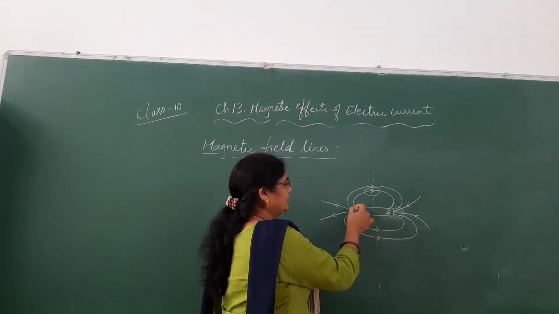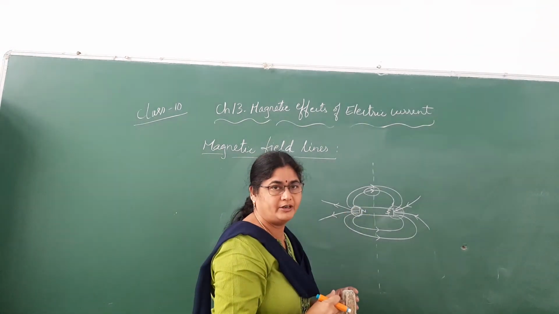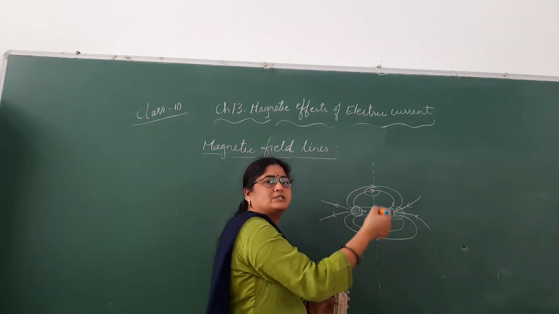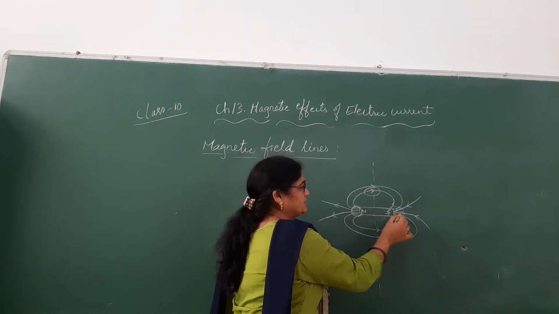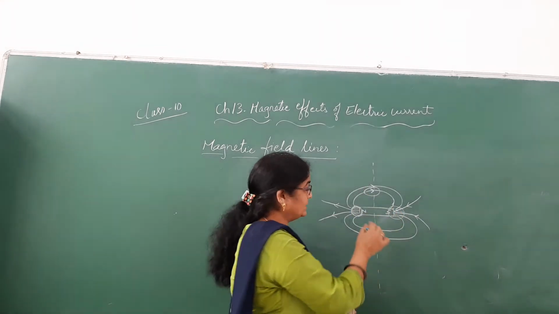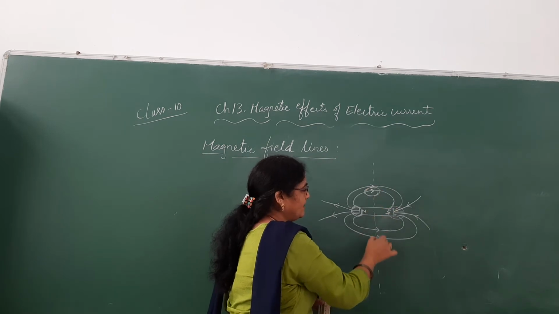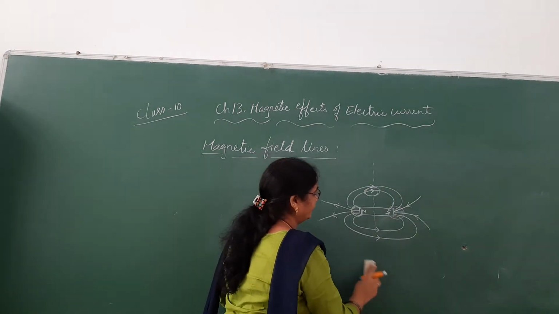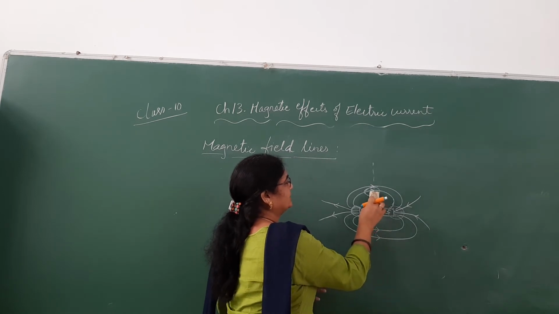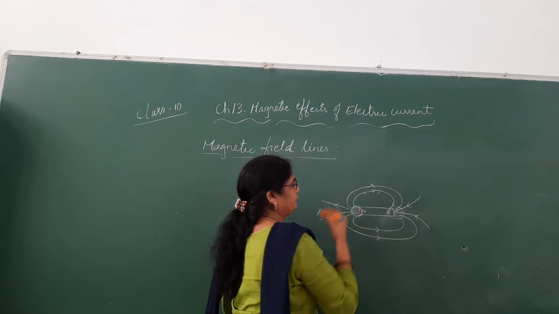The grouping of field lines indicates the strength of the magnetic field. The more the field lines, the more the strength. If you see, near the poles field lines are more, that means the strength of the magnet near the poles is more when compared to the center of the bar magnet. Similarly, if you want to find out what is the direction of the magnetic field at any point in the field, let us suppose I am taking different points.